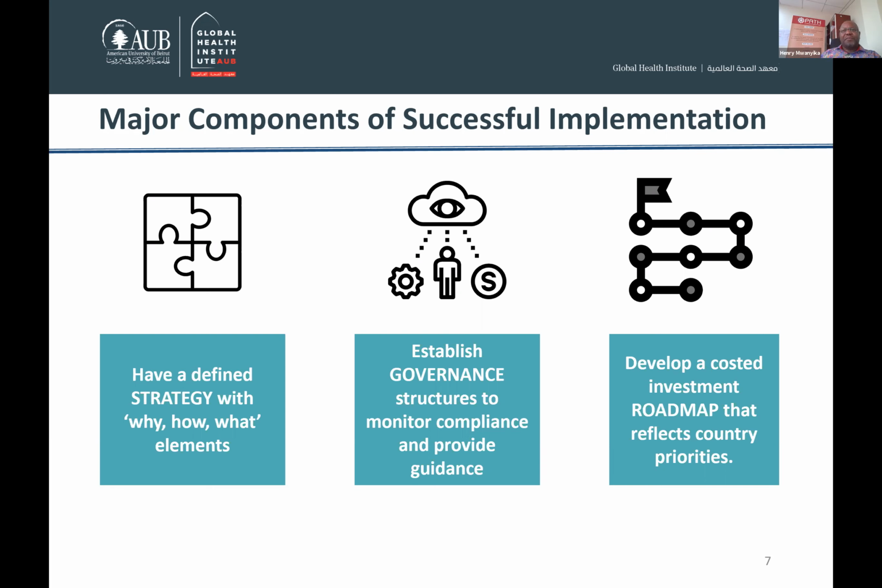So it gives us a sequence of investments, how much it's going to cost us. So when we try to invest in digital, we at least know in which sequence we need to invest. So these are the three major components that if you want to have a successful implementation of your strategy, you need to have them in place just to make sure that, first of all, you have the why, how, and what. You need to have a mechanism in place to make sure there's compliance, but also how things will be implemented moving forward. And most importantly, how much is it needed for us to invest in digital?